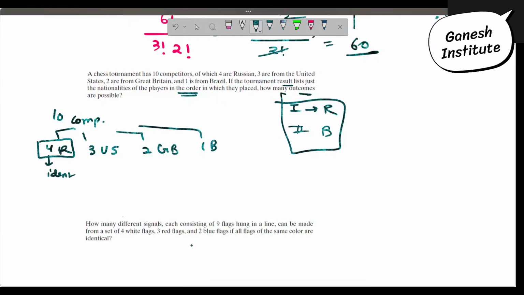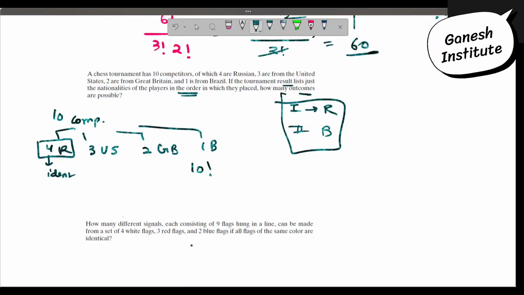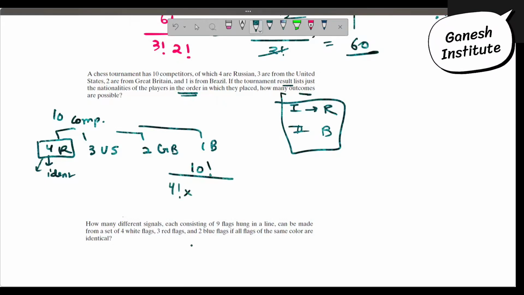How many are total? 10, so that means 10 factorial. It was supposed to be 10 factorial if no repetition was allowed. But now, because repetition of identical ones is happening, I need to divide the arrangement. This is 4 factorial, 3 factorial, 2 factorial, and 1 factorial.